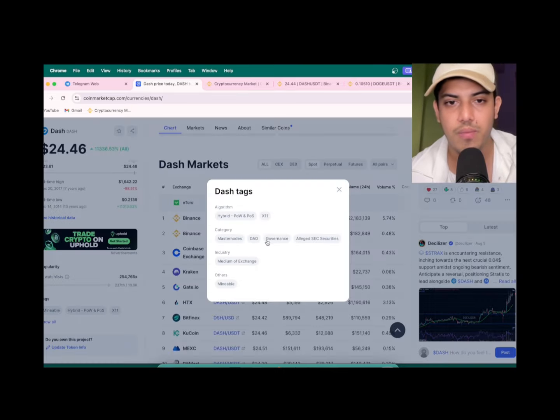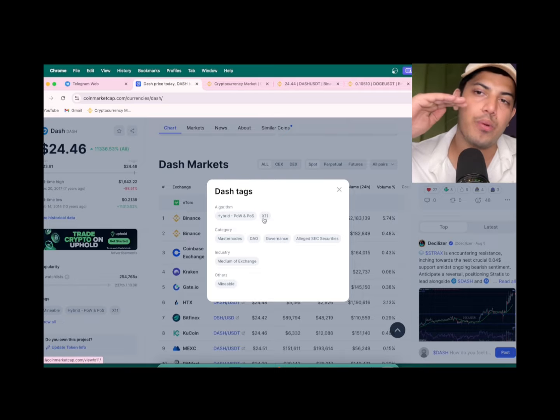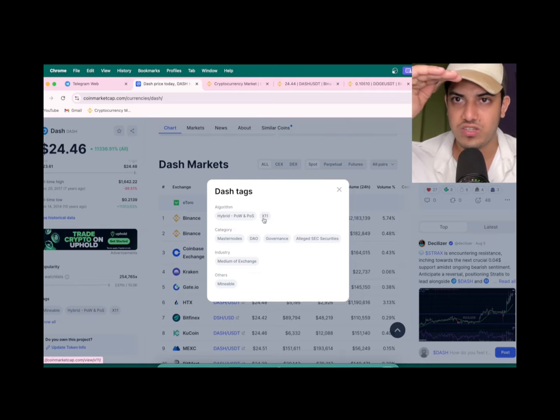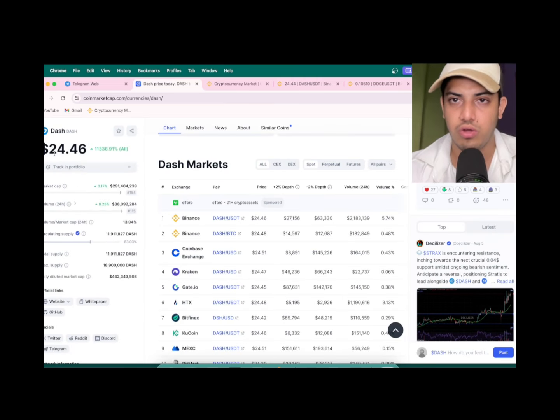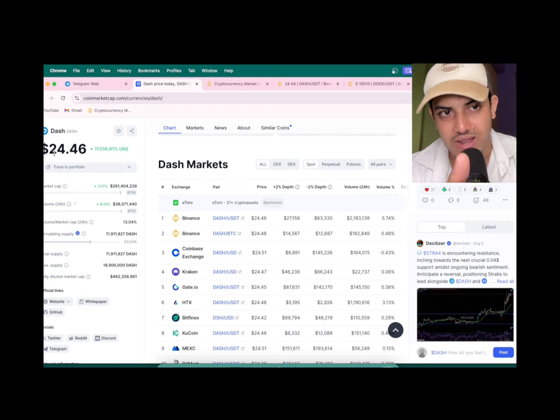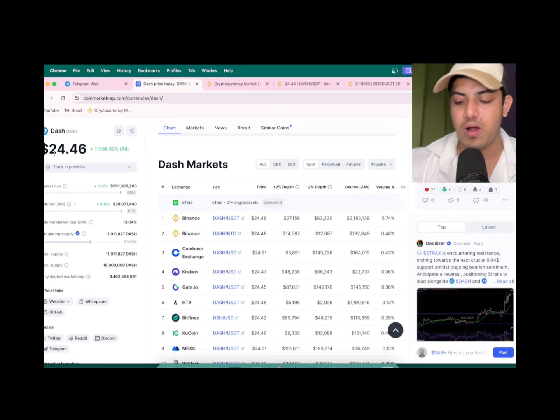The reason we are buying is medium of exchange, governance, DAO, masternodes, X11. So as a project, it's top notch, man. The use case is top notch. The price prediction I have for this token is $5,000 to $10,000 in the bull market, man. $10,000, it has the potential, Dash. It will pump like this in the bull market.